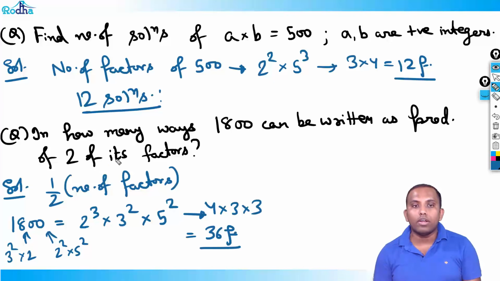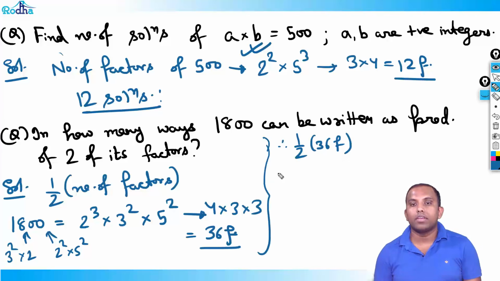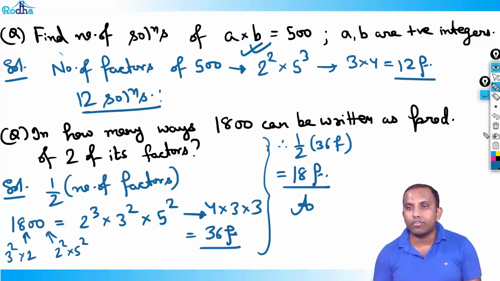So what is the answer for our question? Since the question is for unordered, variables are not mentioned. In the earlier question, variables were mentioned, so it was for ordered. For ordered, the answer is equal to the number of factors. For unordered, what is the answer? Half the number of factors, right? So what is half of 36? Half of 36 is 18. So the answer is 18 solutions for this question.